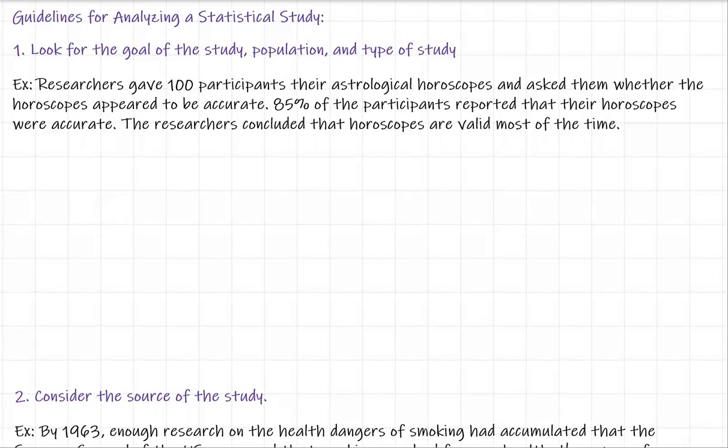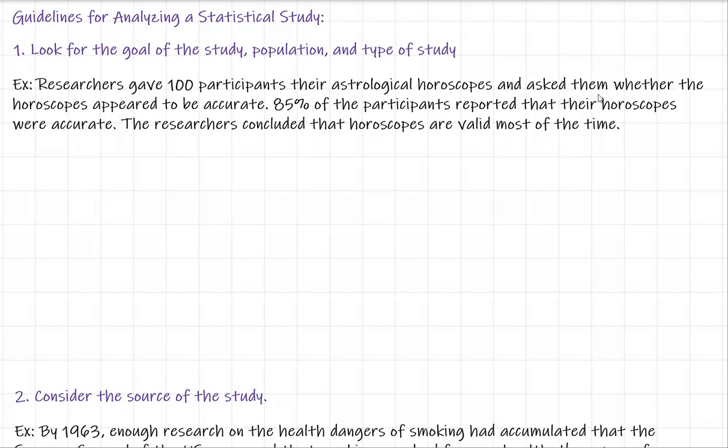So here we have researchers gave 100 participants their astrological horoscopes and asked them whether the horoscopes appeared to be accurate. 85% of the participants reported that their horoscopes were accurate. The researchers concluded that horoscopes are valid most of the time, okay? So it doesn't tell us a whole lot about the population or the goal, but we can kind of make a few inferences about what kind of study they're doing here. Okay, they gave 100 participants their horoscopes and asked them whether the horoscopes appeared to be accurate. 85% of them reported that their horoscopes were accurate.